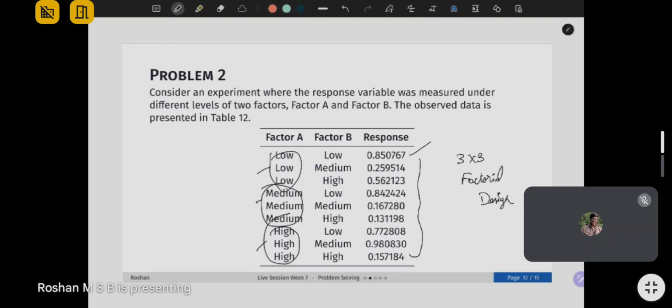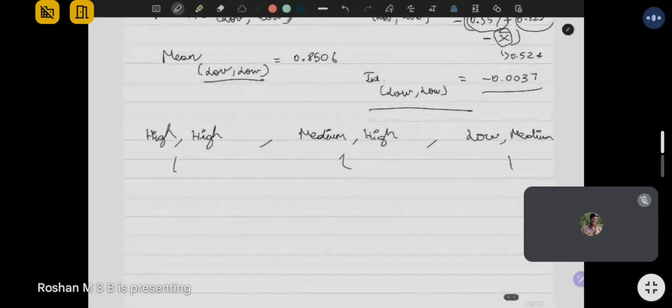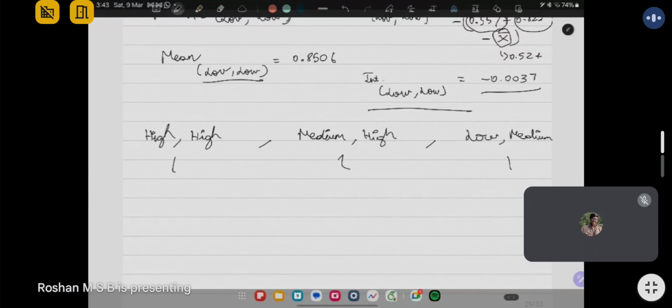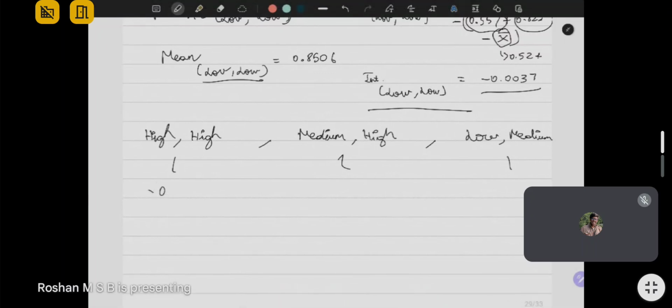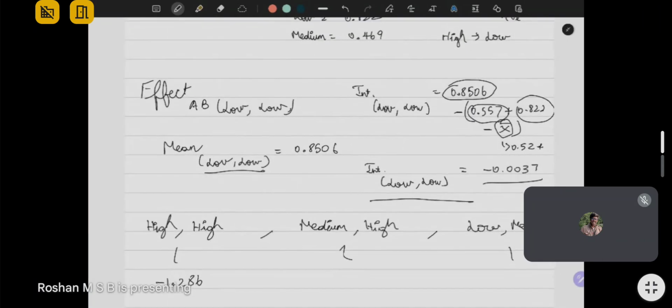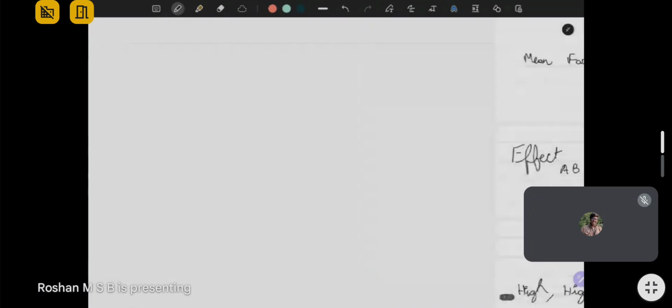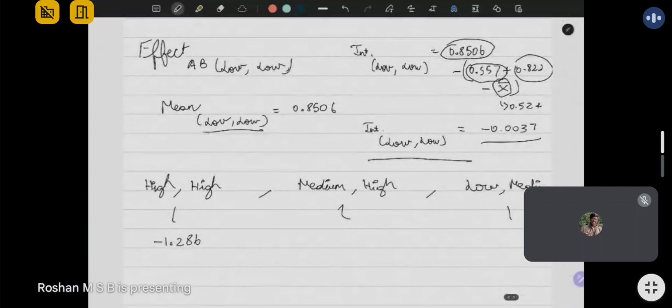The high is minus 1.286. Let me just check. Minus 1.286. High also we get only one point. So hence it is minus 1.286. Okay.